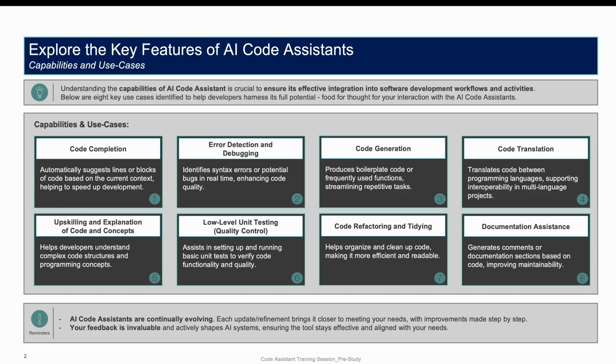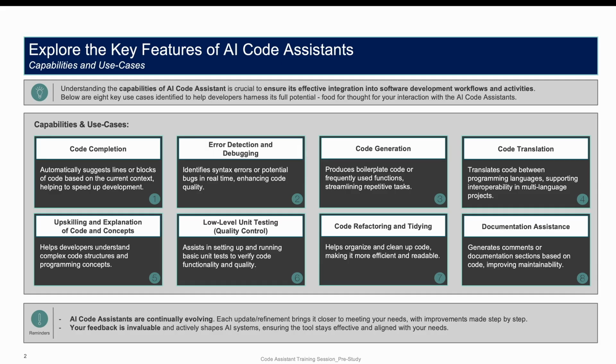Next, we have the upskilling and explanation of code and concepts. And this is all about helping developers understand complex code structures and programming concepts. So if you encounter a complex algorithm or design pattern you're not familiar with, the AI can break it down, provide explanations, and even offer some examples. Then next we have code quality.